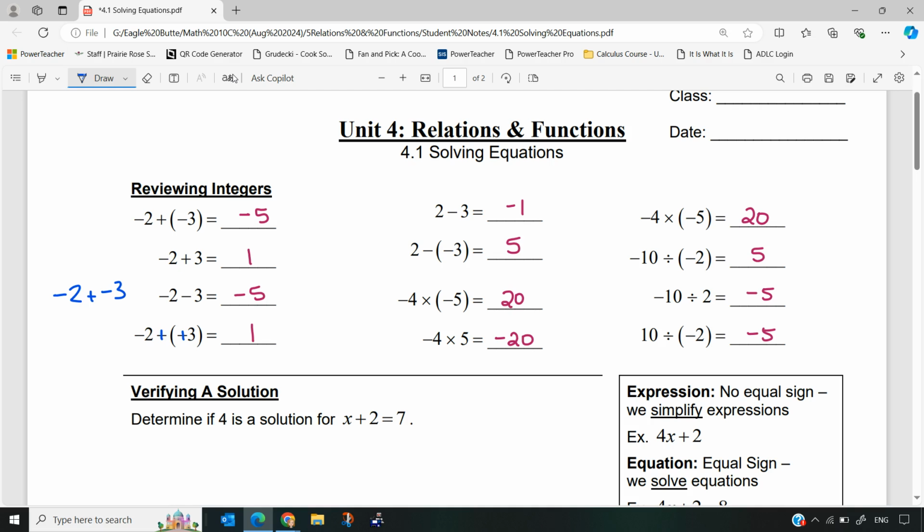In our second column, 2 minus 3 would be -1. So I have $2, I lose $3, now I have -1. Again, 2 minus -3 would be like 2 plus 3, which would be 5.